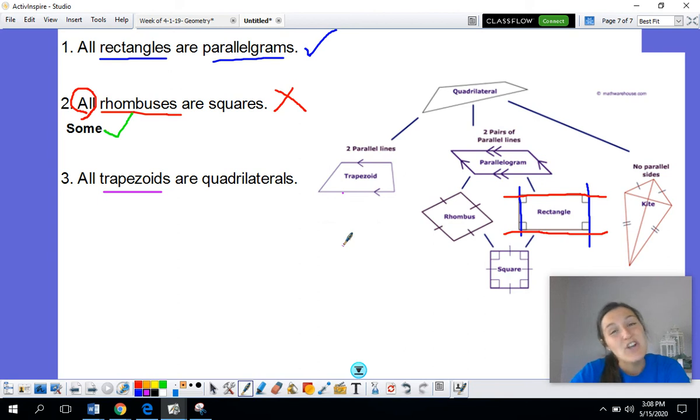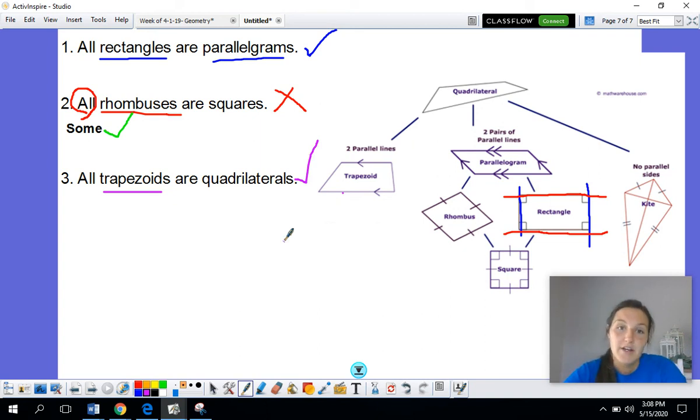If you are having a hard time reading the hierarchy like that, think about the definition. What makes a quadrilateral? A quadrilateral has 4 sides and 4 angles. Then you ask yourself, does a trapezoid have that? A trapezoid has 4 sides. Okay, a trapezoid has 4 angles. So it has to be a quadrilateral. Okay, so that one is true.